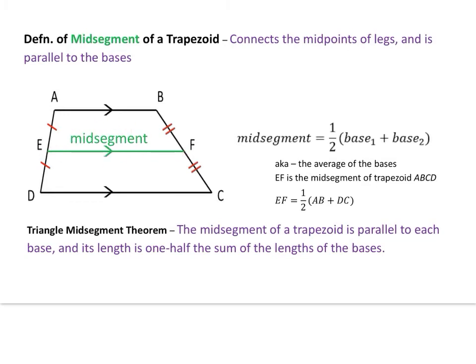It is middle-ish, and it is parallel to the bases. Its property is that a mid-segment of a trapezoid is parallel to each base, and its length is 1/2 the sum of the lengths of the bases. So if I want the mid-segment, I add the 2 bases, take half, and that will be the length of the mid-segment. So aka the average of the bases. So EF is the mid-segment of trapezoid ABCD in this image. So the length of EF, the mid-segment, is half of AB plus DC.